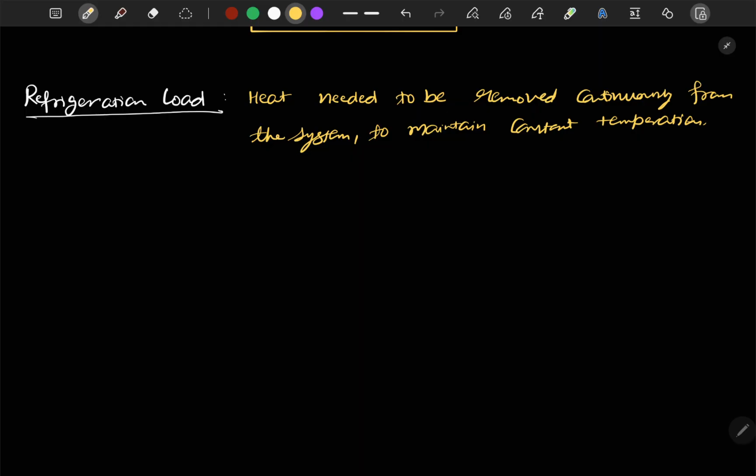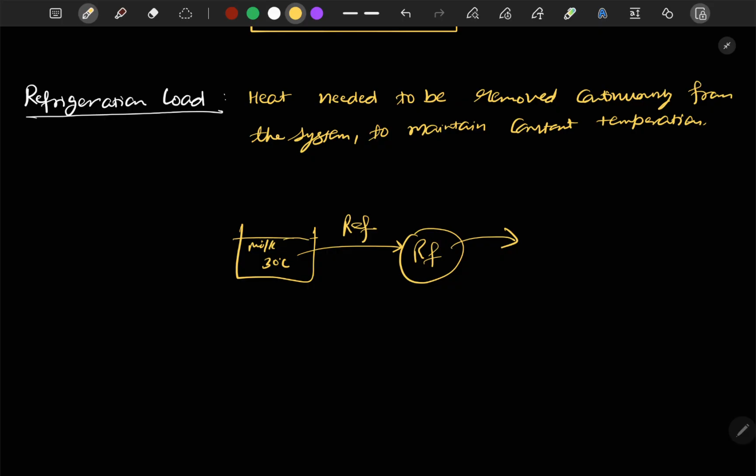So let's consider an example: you have put warm milk into your refrigerator. Let's say this is our warm milk, and initially it is at 30 degrees Celsius. Now you have put it in the refrigerator. So when you put it in the refrigerator, what will happen? You have added some heat to your refrigerator.